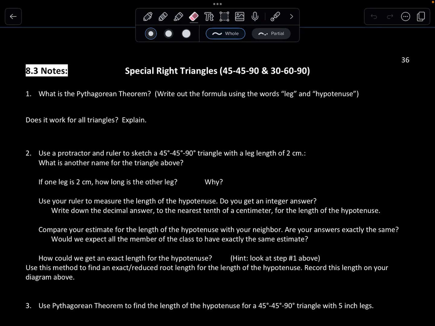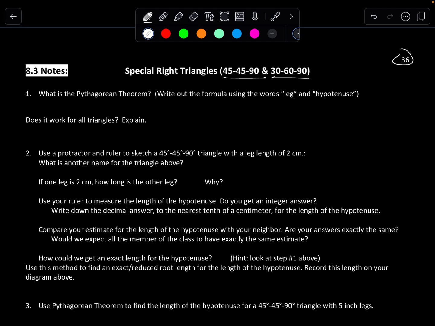All right, this is a recording on special right triangles. So, page 36. Now, special right triangles are 45, 45, 90, and 30, 60, 90 triangles. Now, let's start with the lesson.